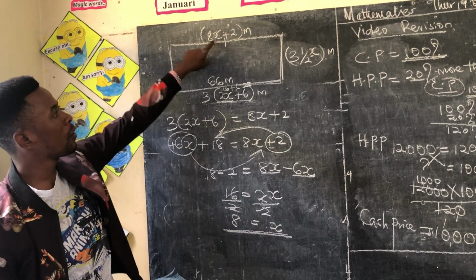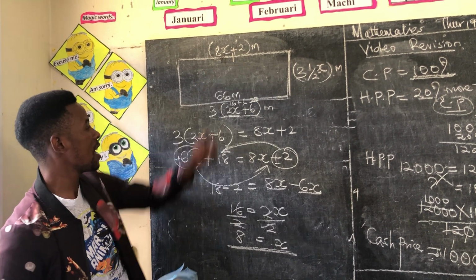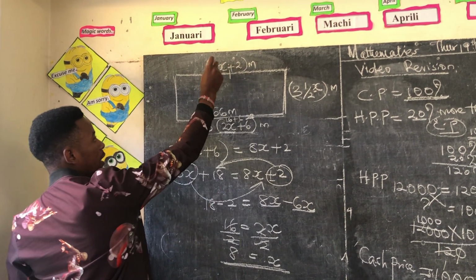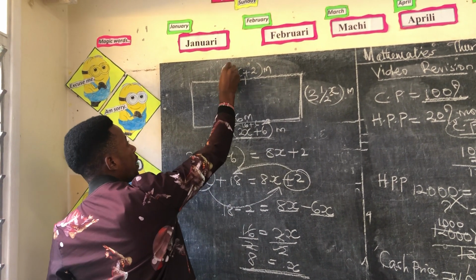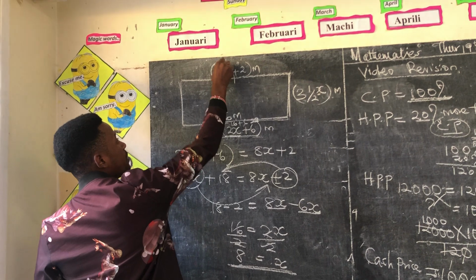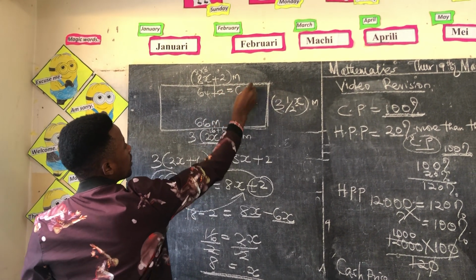Let's see whether we'll get 66 on the other side. So 8x, the value of x is 8. So 8x will be what? 8 times 8. 8 times 8 is 64. 64 plus 2, that gives you what? 66.